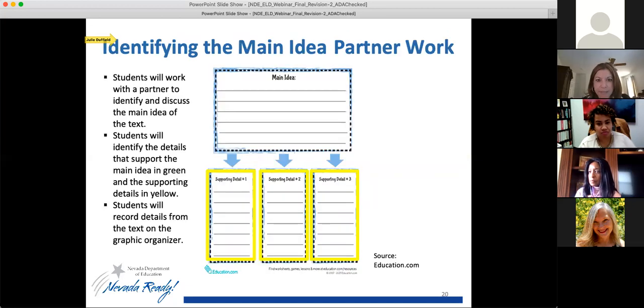Next slide, please. And when we look at scaffolds that students can use while interacting with text, this is just one example. It's just a graphic organizer where students will work with the partner to identify and discuss the main idea. Students will identify key details, and then they'll record their details on a graphic organizer. And that's just one example we wanted to provide.